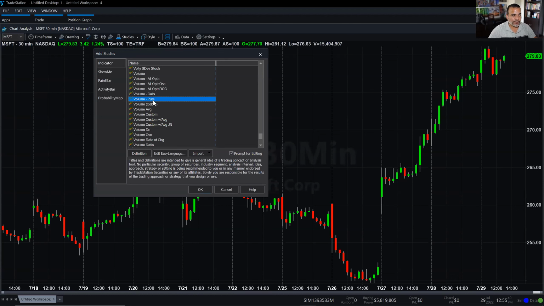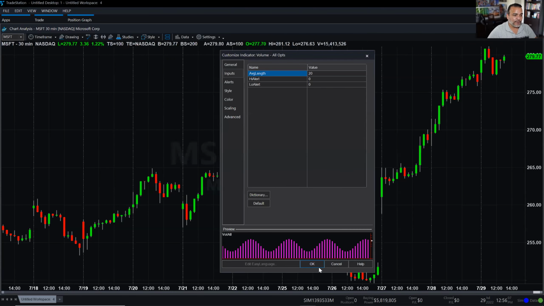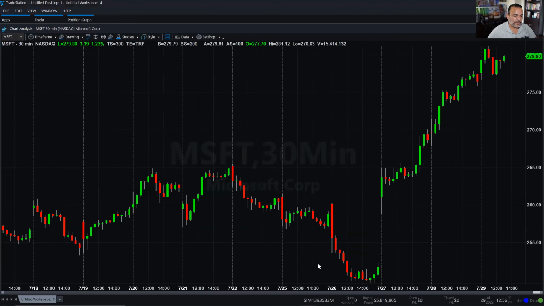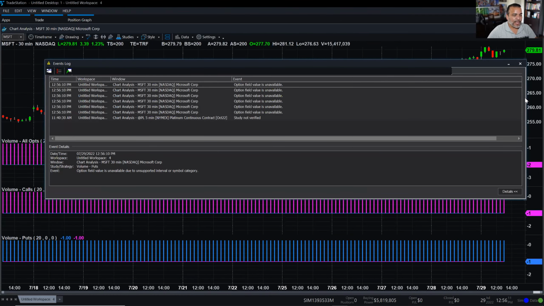So we have volume puts, volume calls, and then all options. Let me take these three first. Those are options related for Microsoft. And we have Microsoft here on the chart. So if we put these three indicators, it'll give us data for Microsoft. Now, you can see that something broke. I get the event log and it doesn't tell me what happened though. It says option field value is unavailable.